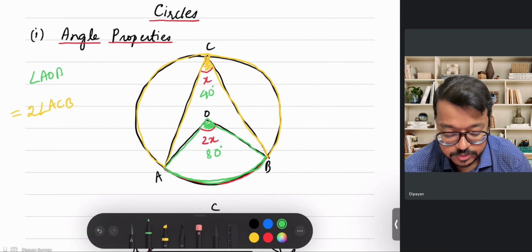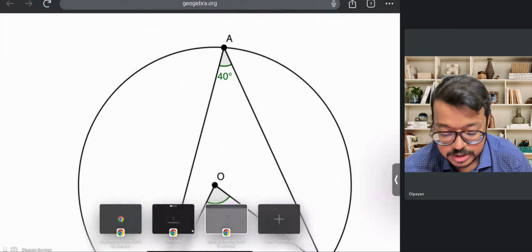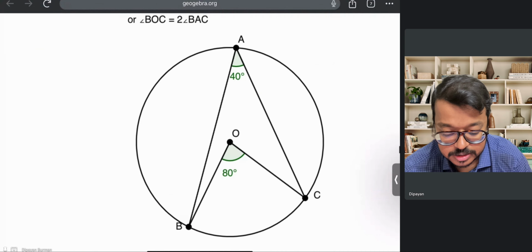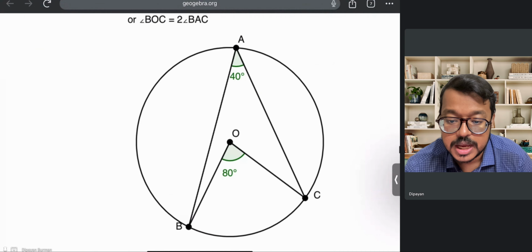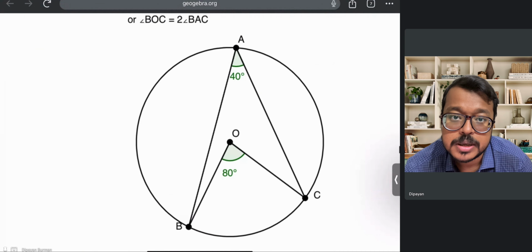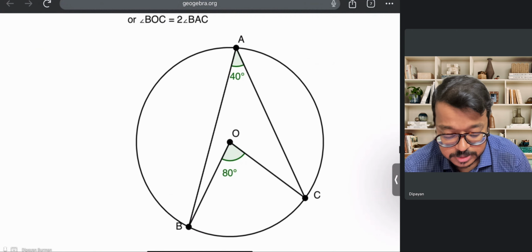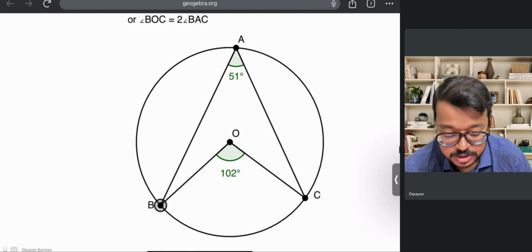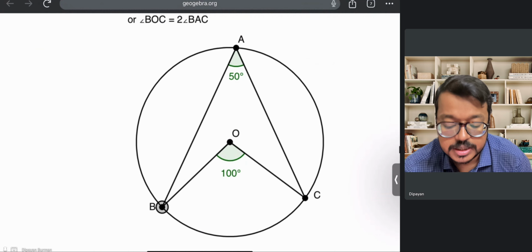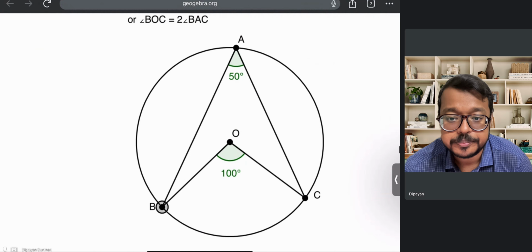And let's look at one animation to see all the possibilities. So if you see here, angle BOC is the angle subtended at the center, which is 80 degrees, and angle BAC is the angle at the remaining part of the circle, which is 40 degrees. So the angle at the center is double the angle at the remaining part. I can also change the measurement. So let's say now I'm changing BOC to 100 degrees, then BAC is 50 degrees.